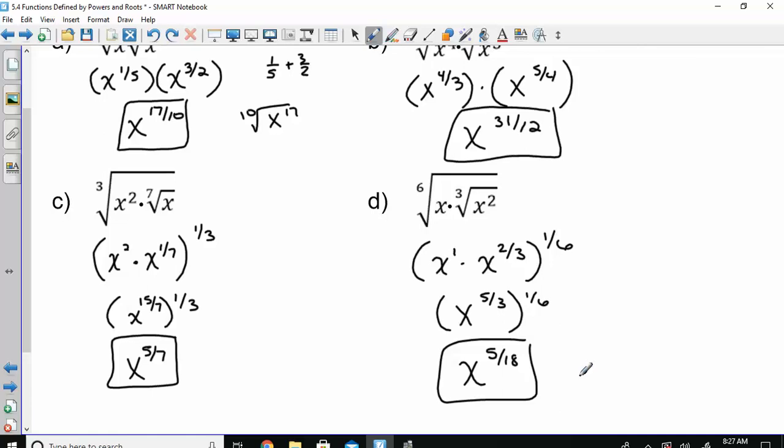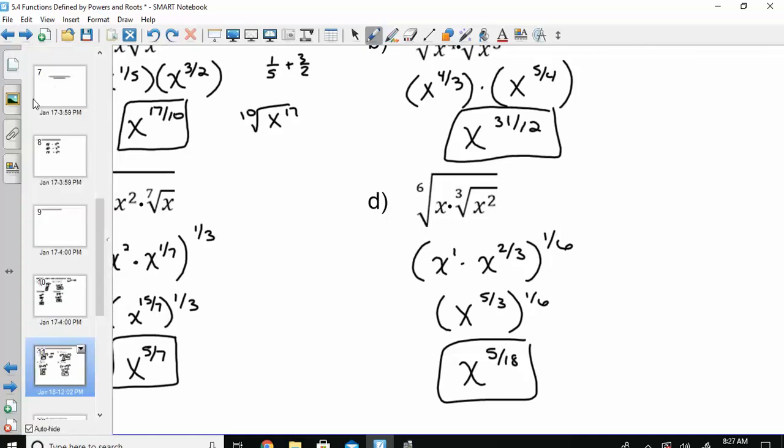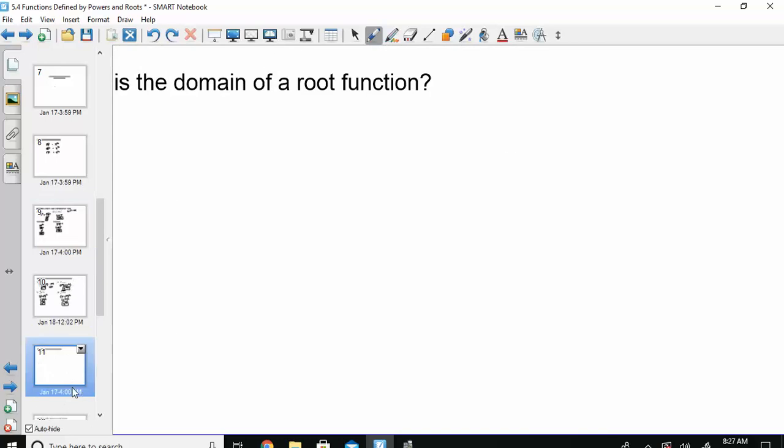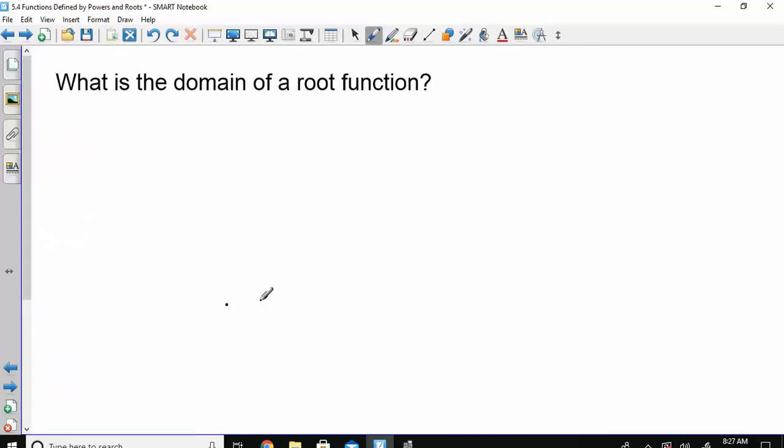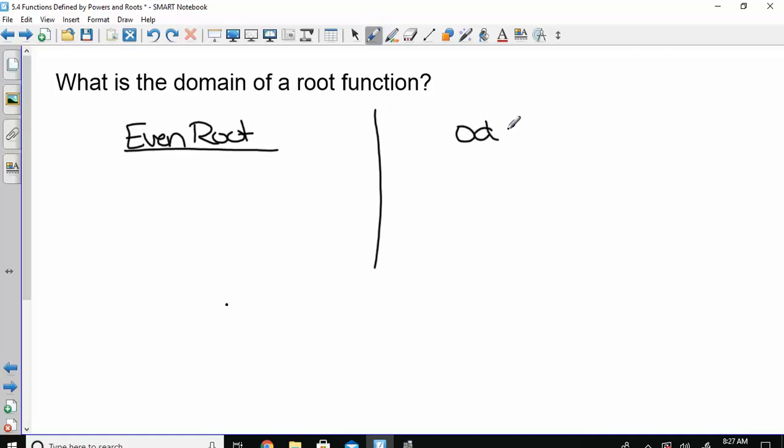Questions there? So that's half this section. The other half has to do with finding the domains of radicals. So if I have a root function, when I find the domains, there's essentially two groups. There are even roots and there are odd roots.